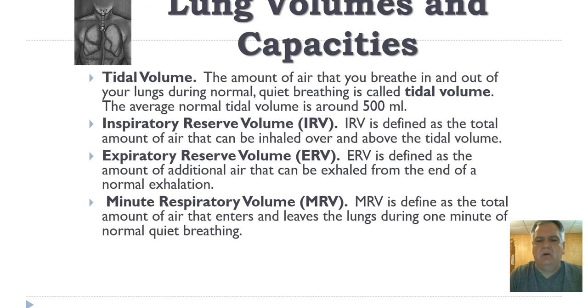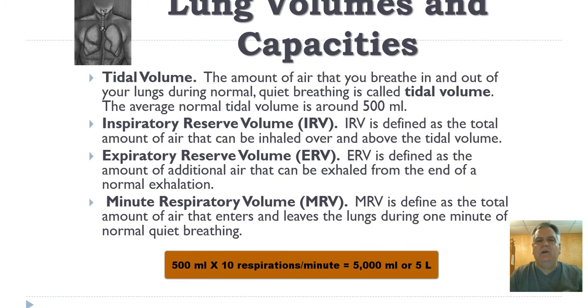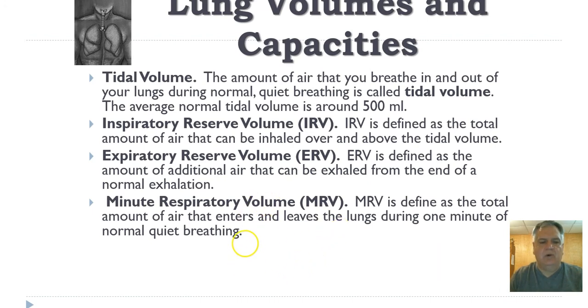The next volume and capacity we take a look at is called the minute respiratory volume. The minute respiratory volume is defined as the total amount of air that enters and leaves the lungs during 1 minute of normal quiet breathing. So all we're really doing there is saying, okay, how much air are we taking in during normal tidal volume? Let's say it's 500 milliliters. How many respirations did we carry out in 1 minute? 10. 500 times 10 is 5,000 milliliters, or about 5 liters of air moved in and out of our lungs during 1 minute of quiet breathing. That would be our minute respiratory volume.